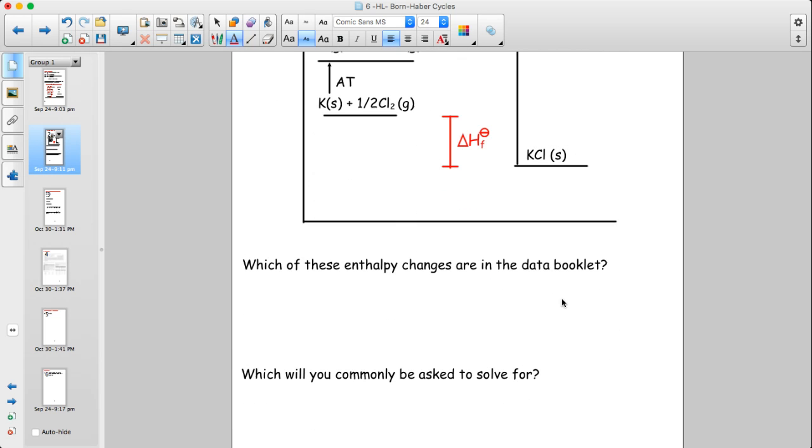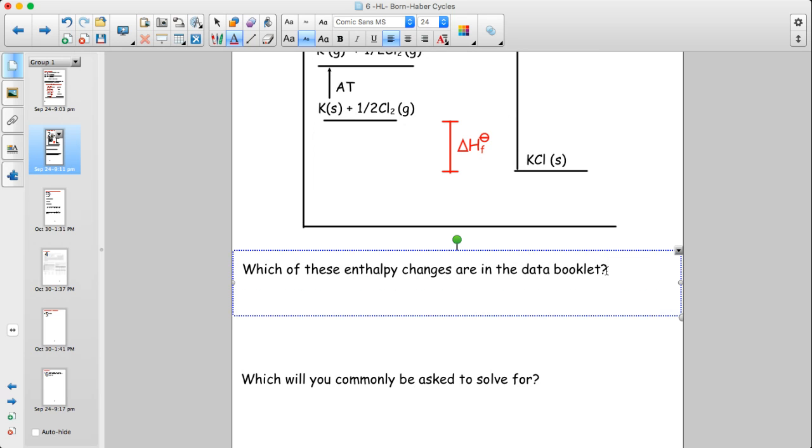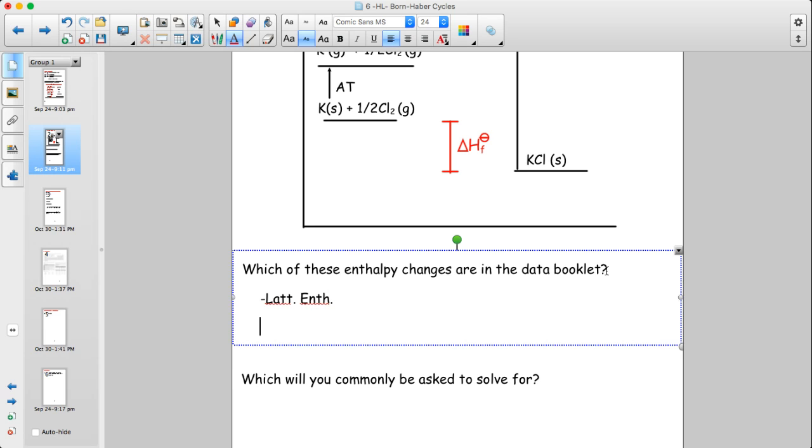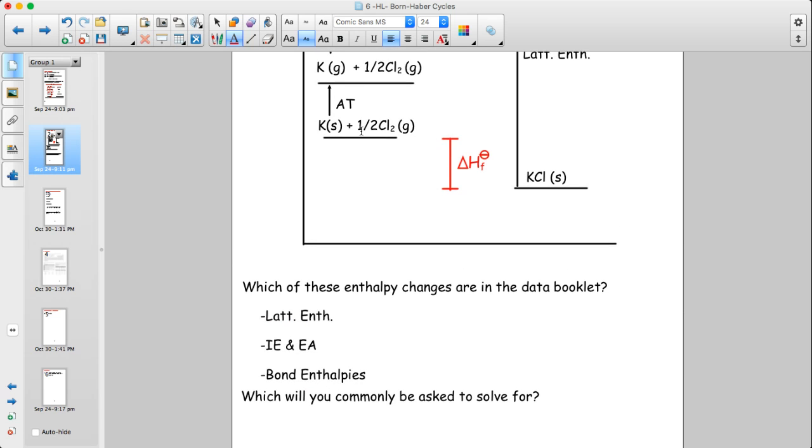Okay? So which of these enthalpy changes are listed in the data booklet? Well, I'll go over that on one of the next slides. But the lattice enthalpy we've seen is listed in the data booklet. The ionization energy and electron affinity are listed in the same table in the data booklet, and the bond enthalpies are listed in the data booklet. The formation values are not for ionic compounds, nor are atomization values.